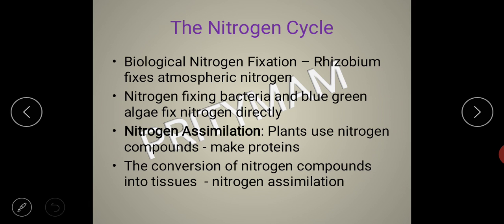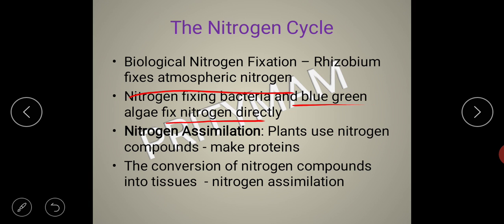Biological nitrogen fixation. Students, we have already learnt about the rhizobium bacteria which is present in the leguminous plants of the peas and the beans and most of the other leguminous plants. And this we have already studied in chapter number 1. This rhizobium bacteria fixes the atmospheric nitrogen. Other nitrogen fixing bacteria and blue-green algae also fix the nitrogen directly in the soil.